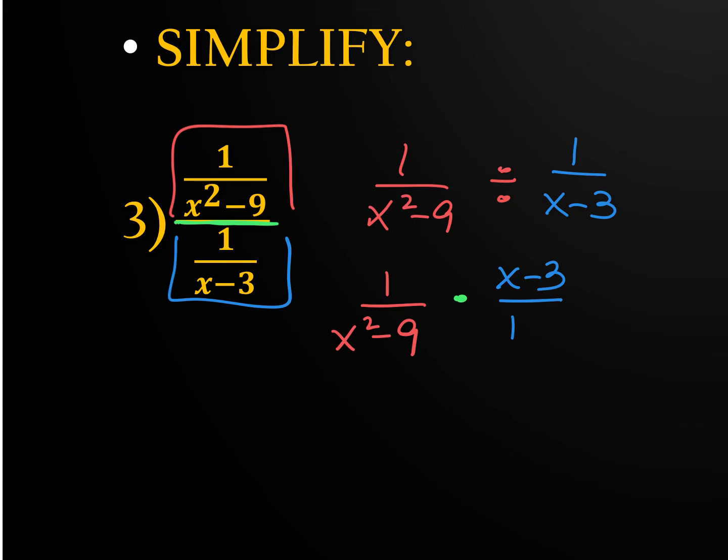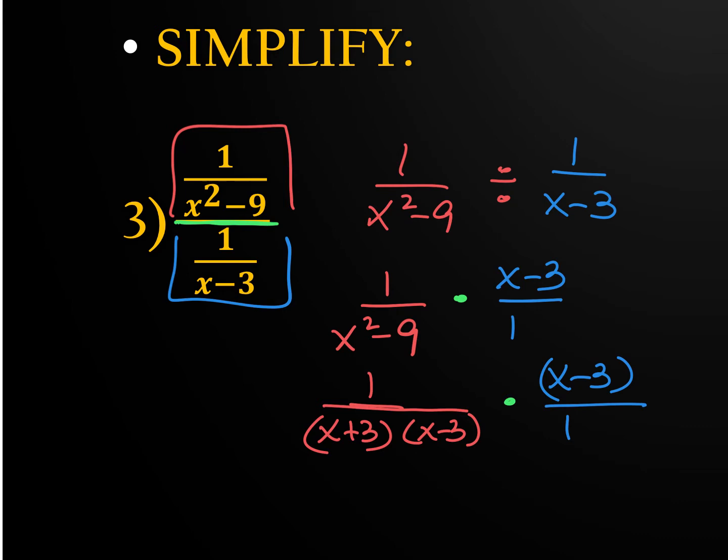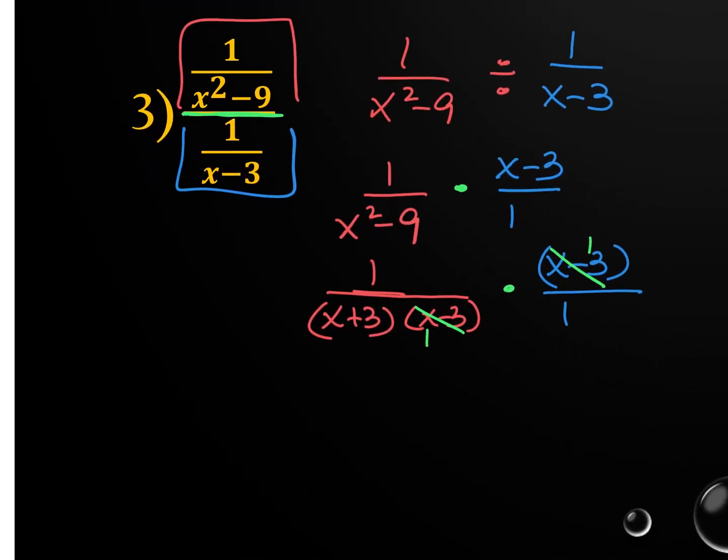I now need to factor the denominator of the red one. It's the difference of two squares. It's going to factor into x plus 3, x minus 3. The order that you write that doesn't matter. The blue one's done, nothing to factor. And now I look for things to simplify. The x minus 3 simplify. I'm left with 1 over 1 times x plus 3. So the final answer is 1 over x plus 3.